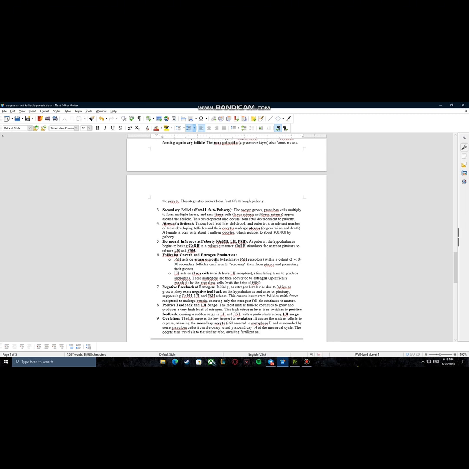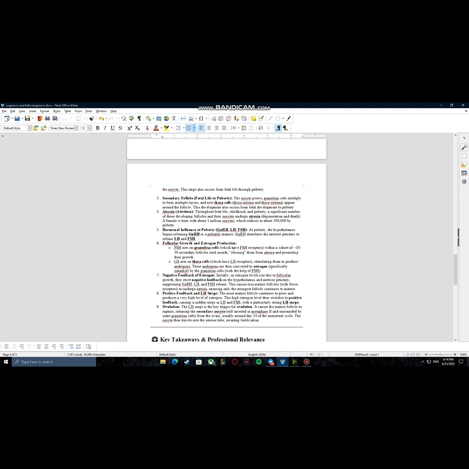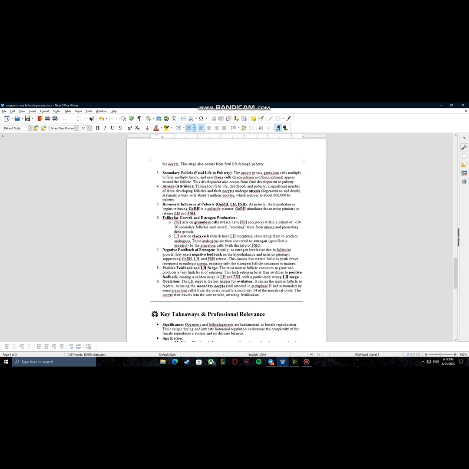Follicular growth and estrogen production. FSH acts on granulosa cells, because the granulosa cells have FSH receptors, within a cohort of 10 to 30 secondary follicles each month, rescuing them from atresia and promoting their growth. LH acts on theca cells, which have LH receptors, stimulating them to produce androgens. These androgens are then converted to estrogen specifically by the granulosa cells with the help of FSH.